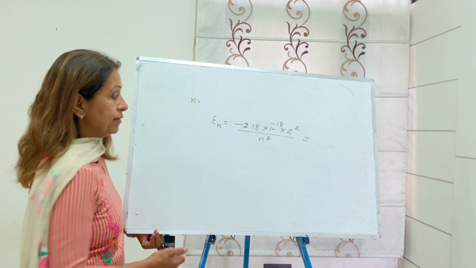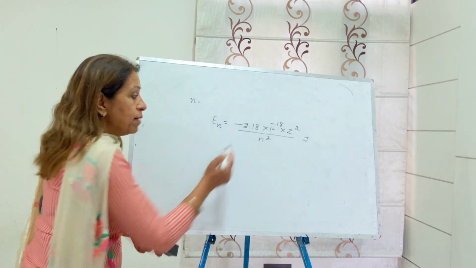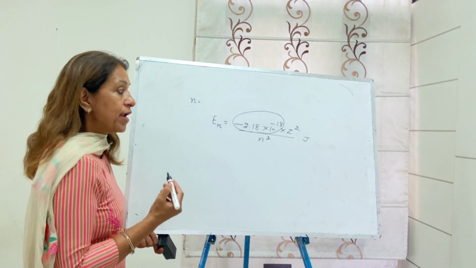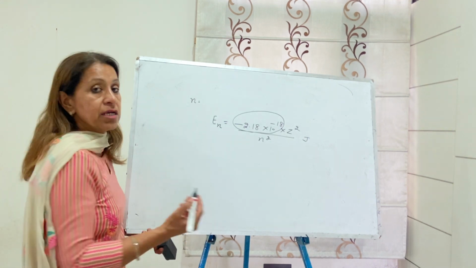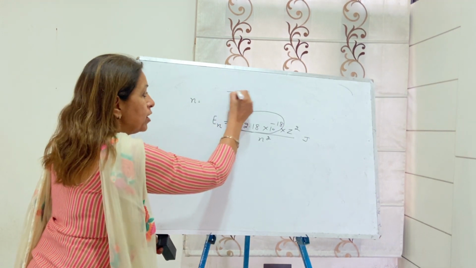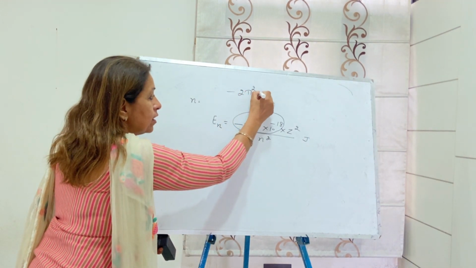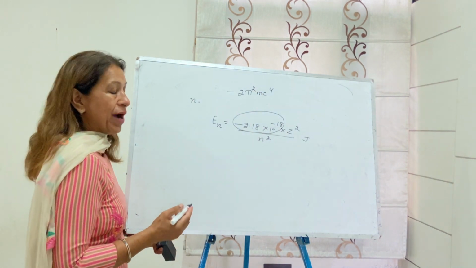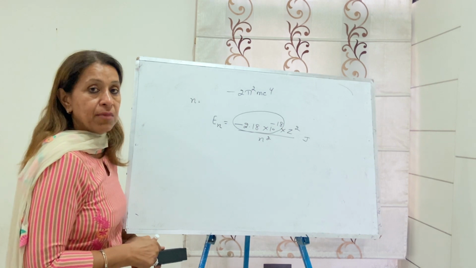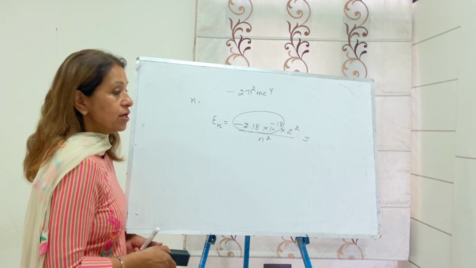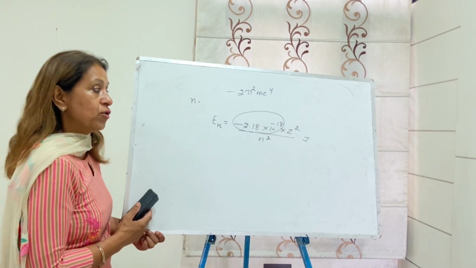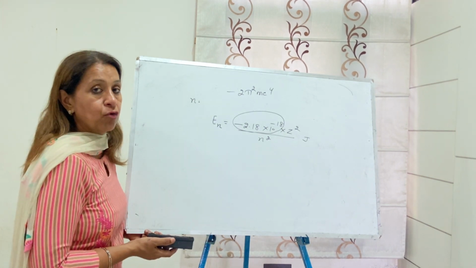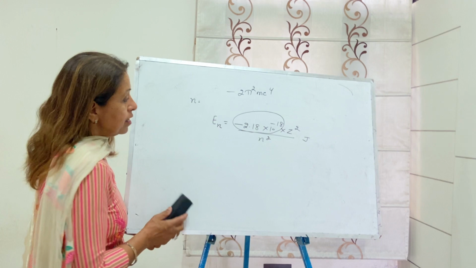So this minus 2.18 into 10 raised to power minus 18 is a constant value of minus 2 pi square m e to the power 4. Pi is a constant, m is the mass of the electron, a constant, e is the charge of the electron, a constant. So minus 2 pi square m e to the power 4 into Z square by N square.